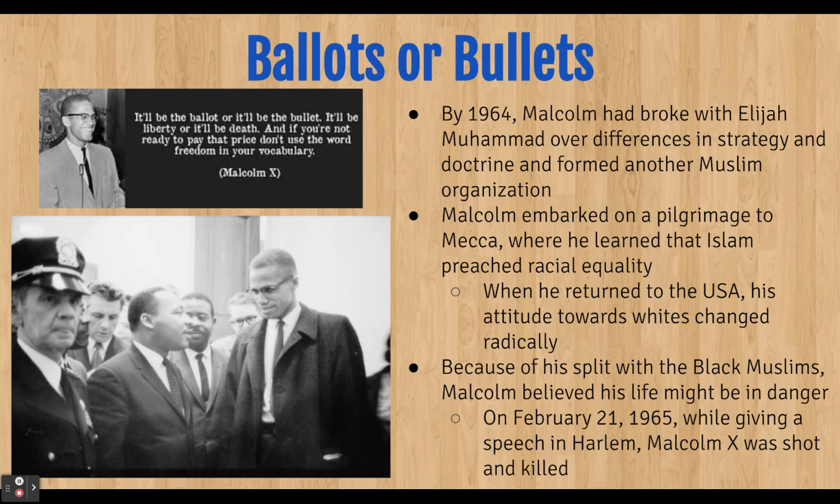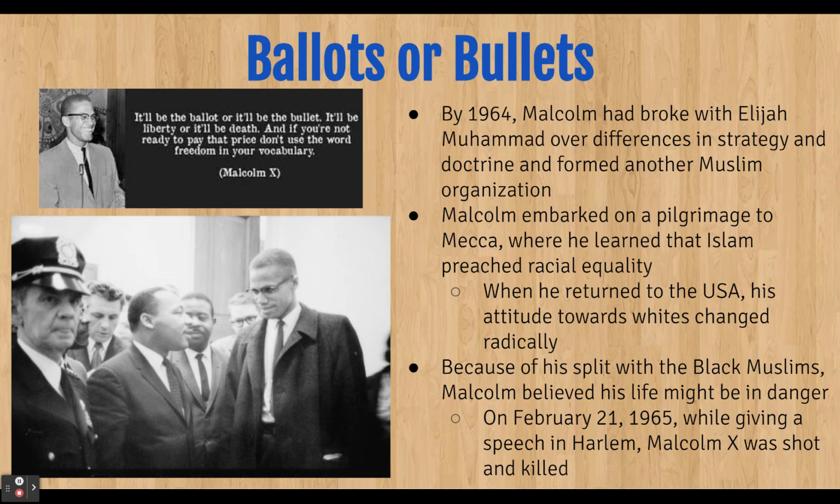Ballots or Bullets. This is the title of a very famous speech that Malcolm X delivered. Here's a quote: "It'll be the ballot or it'll be the bullet. It'll be liberty or it'll be death. And if you're not ready to pay the price, don't use the word freedom in your vocabulary."